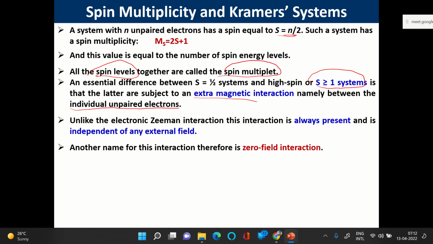Two electrons. So we are talking about systems where the multiplicity, capital S, is greater than, n is greater than 1. So in all these cases, when we talk about Zeeman interaction, it is with the external magnetic field that splits the energy levels, depending on the Z component that is possible. And then this is another interaction that is always present, which is called zero field interaction.